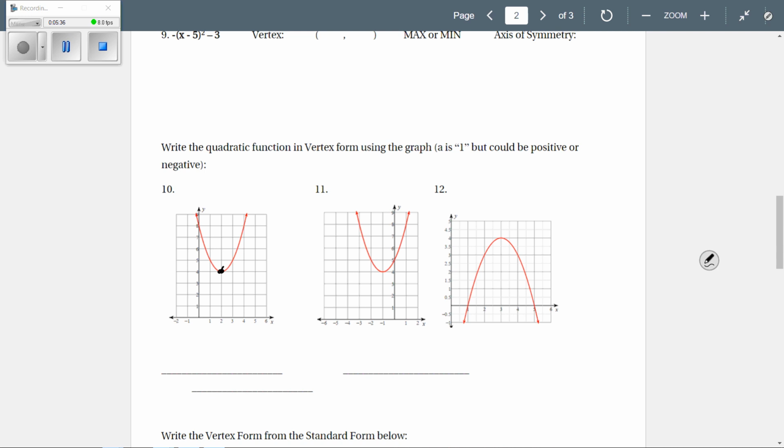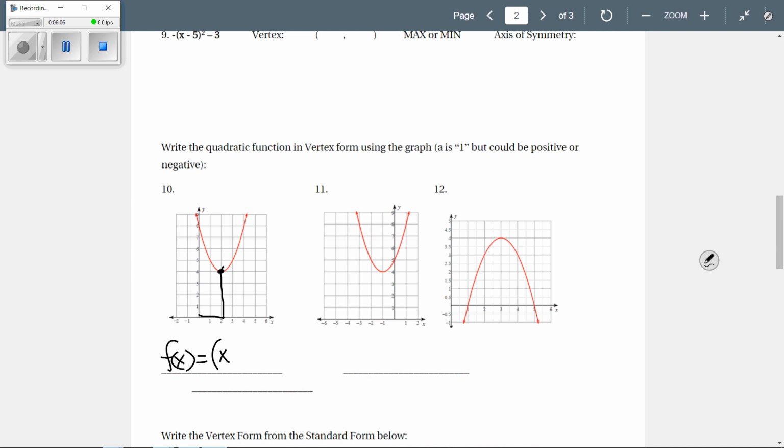We are assuming these graphs aren't stretched or compressed, so there's nothing to write on the outside except a negative. If it's negative, this will make sense in a sec. So f of x equals, there's no number on the outside. Since it faces up, there's no negative on the outside. So we immediately start our parentheses, x, and then this vertex is right 2, up 4.